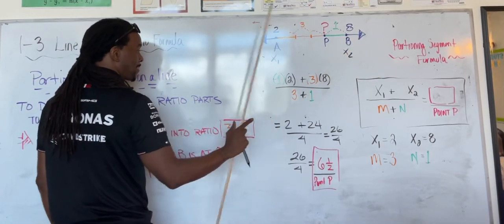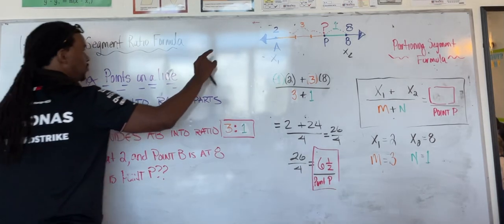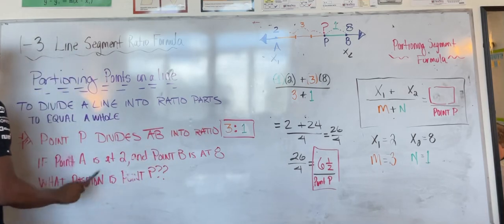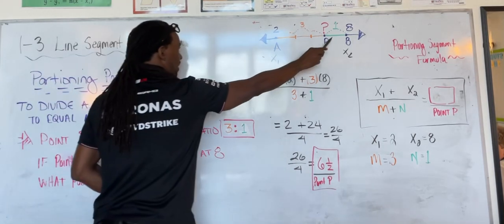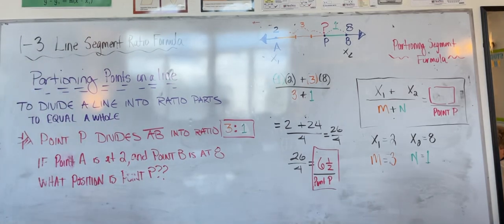With me? They told you point A was at 2. That's what we got here. Point A is at 2. Point B is at 8. And they want us to find the position of point P with the ratio of 3:1. That's how the question's format is going to come to you.